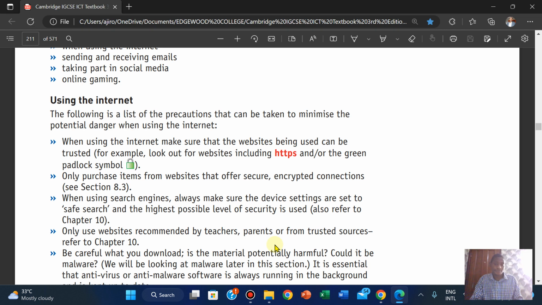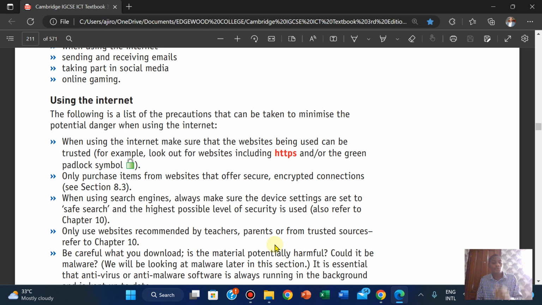Safe search. And the highest possible level of security is used. Because obviously for your child, for teenagers, when they're using a search engine, they don't want to come across things that could be harmful, in quotes, to them. So always ensure that their device settings are set to safe searching. So that takes them off from the ability to search or to see what they're not meant to see.